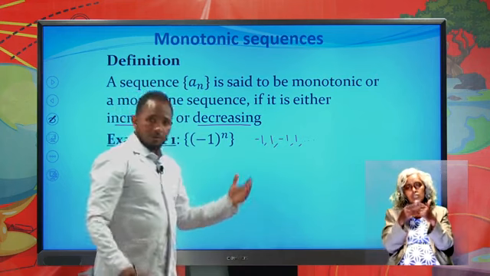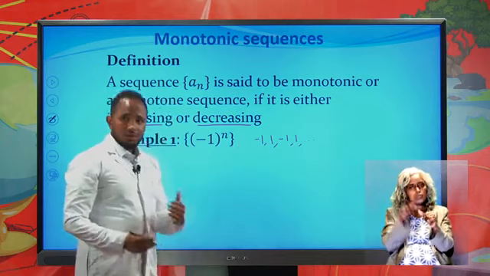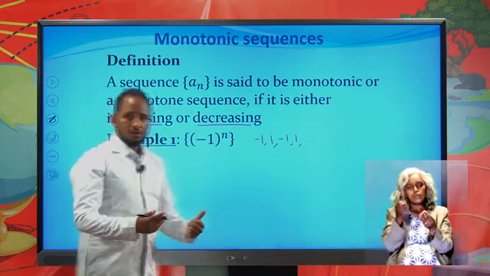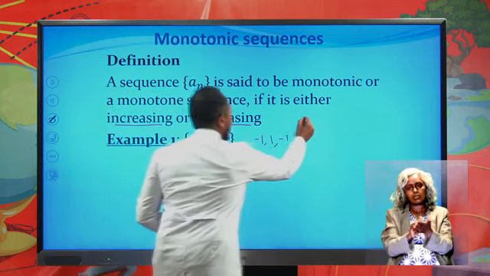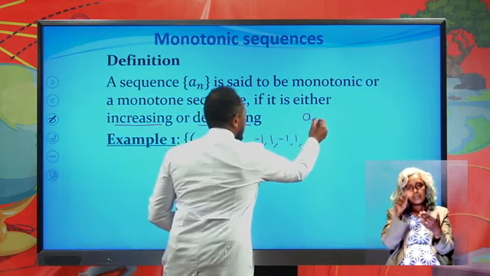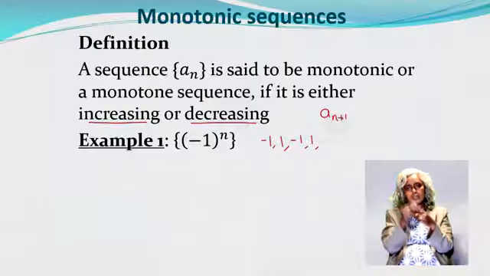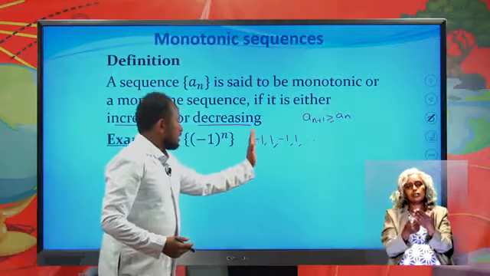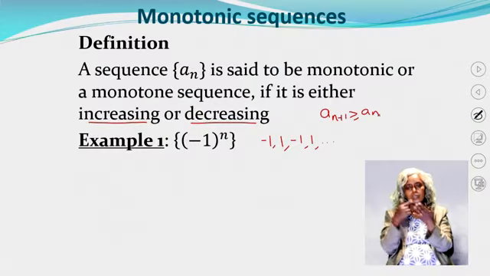So I hope you remember how to check whether a given sequence is increasing or decreasing. To check that, simply see whether the a_(n+1) term is greater than or equal to the preceding term. In this case, we call the sequence increasing. When you see this, a_(n+1) is negative 1, it's not greater than the term preceding it, so it's not increasing.